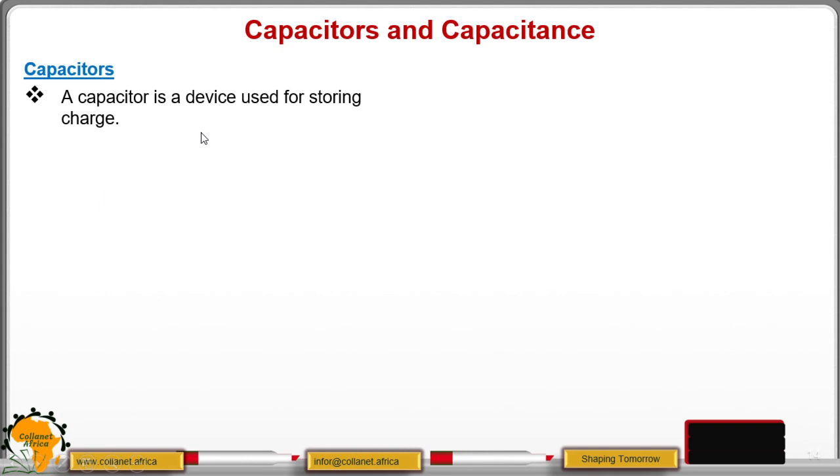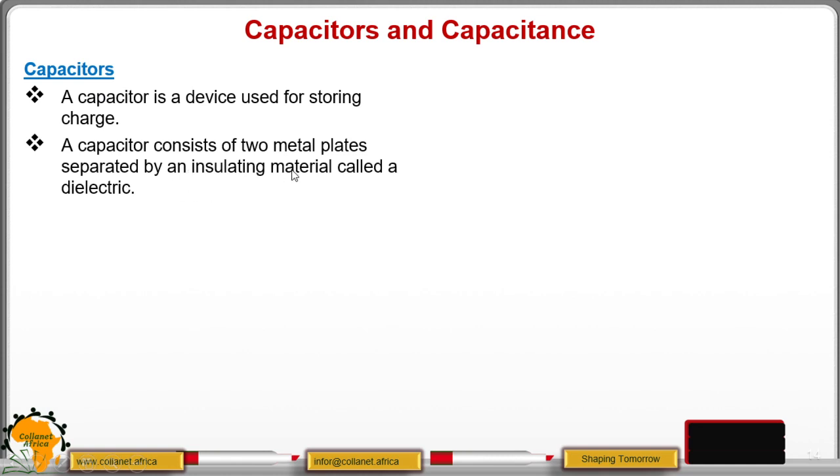Now, a capacitor is a device that is used for storing charges. Note that there is a difference between a capacitor and a cell. When we talk of a capacitor, we are saying that it stores charges, but a dry cell that we are maybe familiar with because we use it at our homes is a transducer, or a battery is a transducer. In other words, it converts chemical energy into electrical energy. So the work of a cell is to convert chemical energy to electrical energy, but the work of a capacitor is to store the charges.